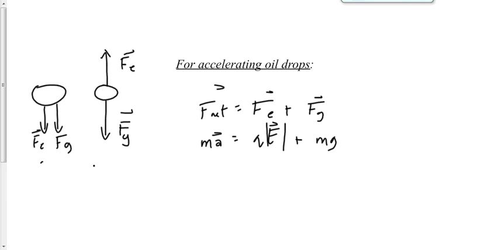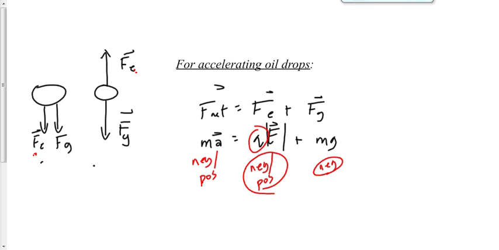Sub in your numbers. Solve for charge again. It's a little bit harder to solve for charge now. As long as you have your numbers, you can do it. Careful about signs, though. This one's always going to be negative, right? Because it's downward gravity. This one could be upward or downward, negative or positive. Here it's positive, here it's negative. This one could be negative or positive as well, depending upon which way it accelerates.